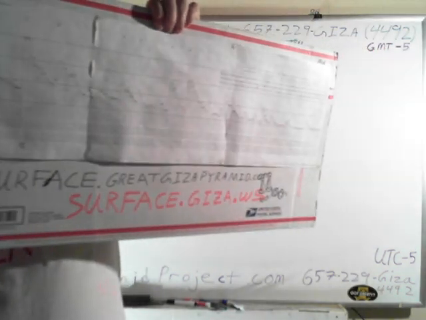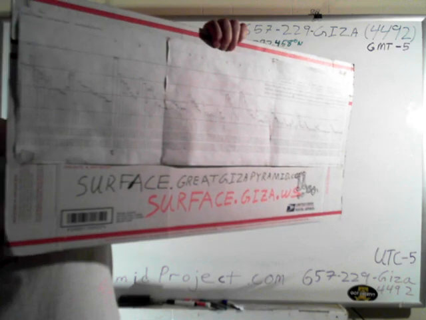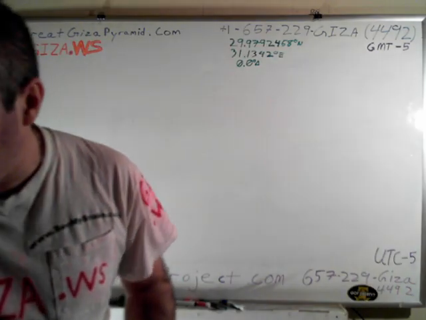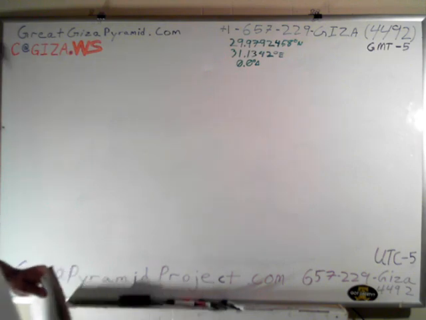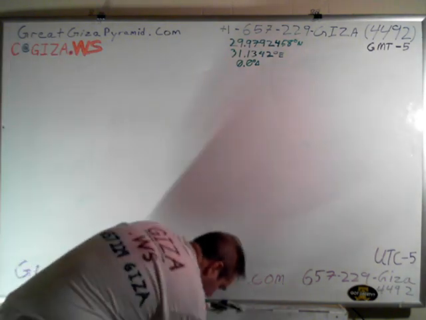If you take the time to go to surface.greatgizapyramid.com or surface.giza.ws, you will come across this really cool chart, which was done up by a gentleman in the 1800s, which shows the elevations and deviations of each of the layers of the Great Giza Pyramid. Now, what does all that confusing wording mean?